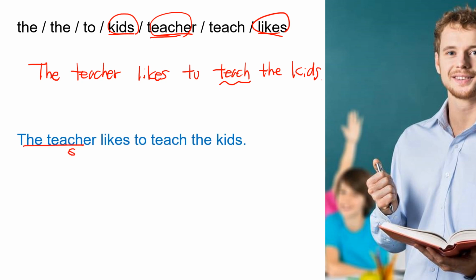This is the subject and verb. In a way, this is the object. And the kids will be the object of teach. Anyway, the teacher likes to. So this part is read together. Likes to, likes to. The teacher likes to teach the kids. The teacher likes to teach the kids.